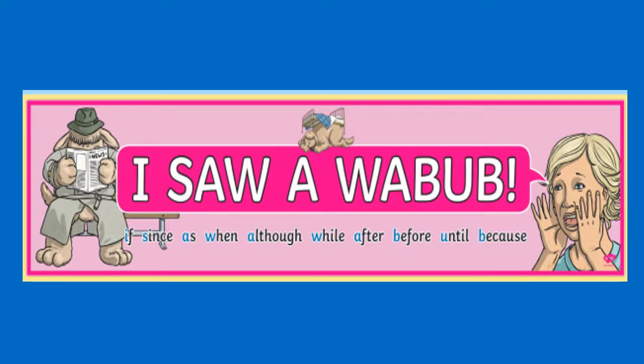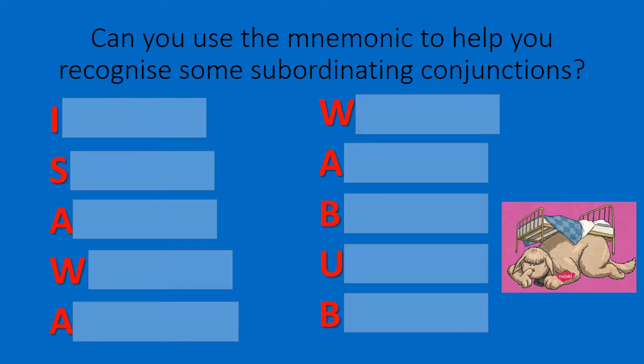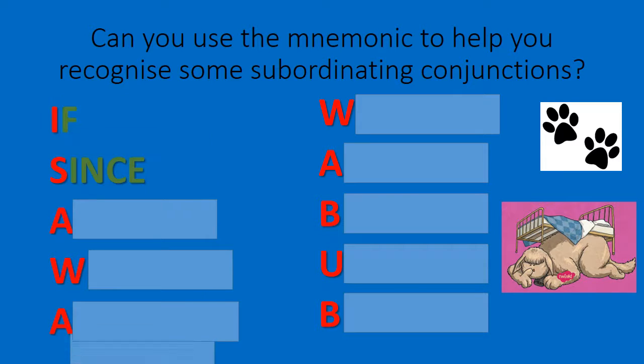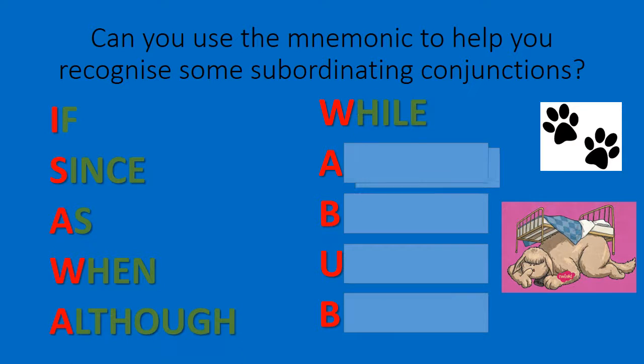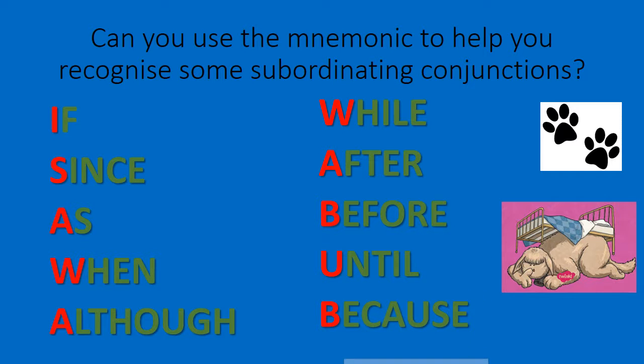So we've got I for if, S for since, A as, W when, A although, W while, A after, B before, U until, B because. And that's our mnemonic, I saw a wubub. Can you say it? Excellent, well done. So now I'd like you to use our mnemonic to help you recognize or remember some of our subordinating conjunctions. Pause the video here and write down as many as you can remember. Excellent. Did you remember them? If, since, as, when, although, while, after, before, until, because.